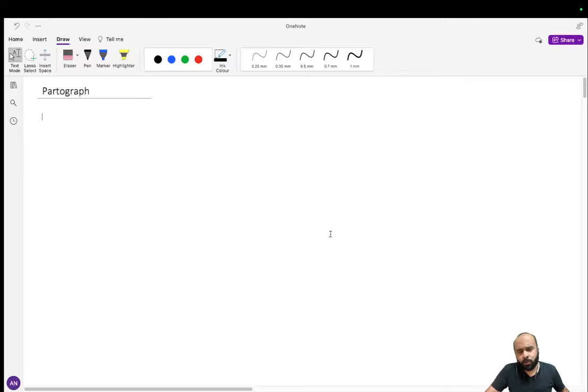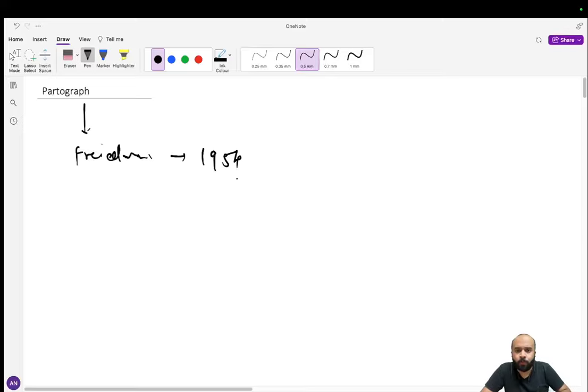So first of all, the first ever partograph was made by someone called Friedman, in the year 1954. This was the first partograph that was made, and it was a very simple partograph. Later on, the simplicity was so much that it was slightly upgraded, and the WHO, that is the World Health Organization, in the year 1990 decided to come up with its own first set of partographs, and they were called the composite partographs.